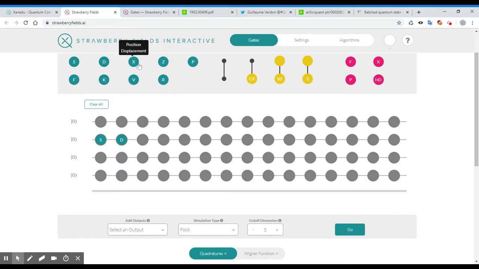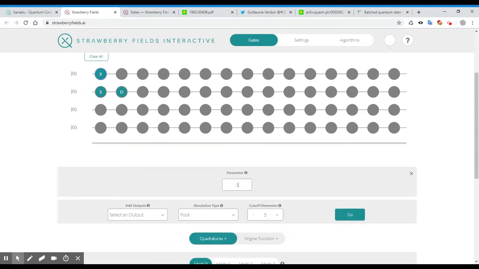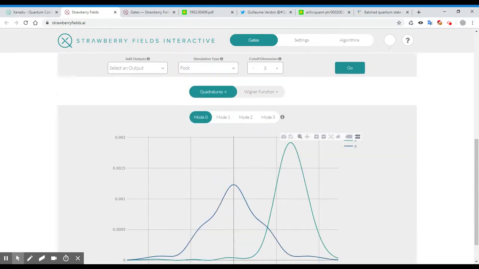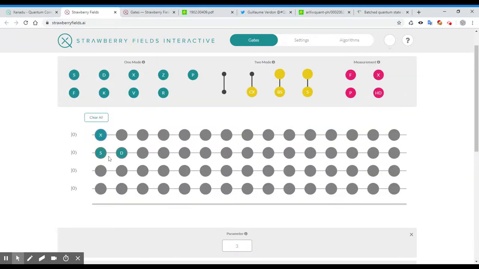Maybe that's what I should use instead of the displacement. So what if I say now 3? Go. Now we got this at roughly 3. It messes up with the position, with the potential. Okay, so it displaces the position. So it's probably a better way to start with. And can I squeeze it afterwards?